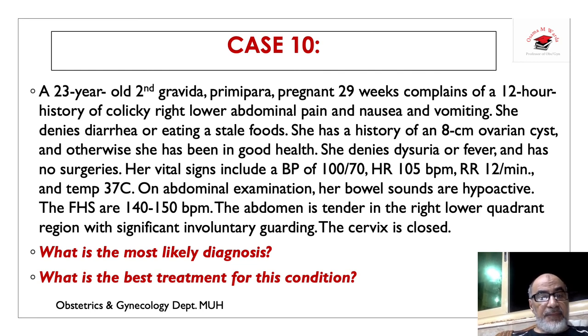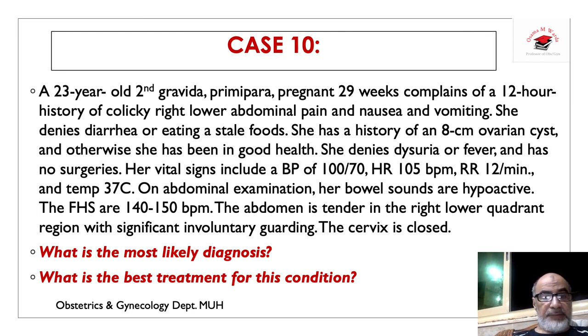Her vital signs include blood pressure 100 over 70, pulse 105 beats per minute, respiratory rate 12 per minute, temperature 37 degrees Celsius. On abdominal examination, the bowel sounds are hypoactive. The fetal heart sounds are 140 to 150 beats per minute. The abdomen is tender in the right side with significant involuntary guarding. The cervix is closed. What is the most likely diagnosis?